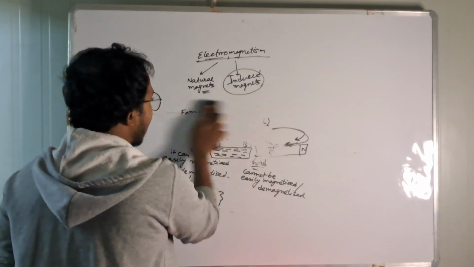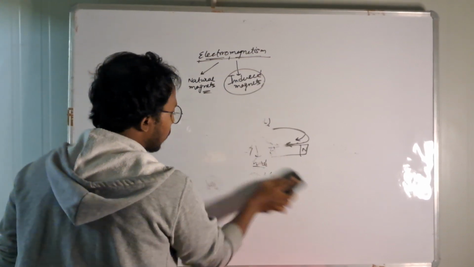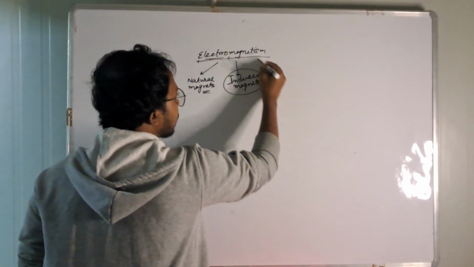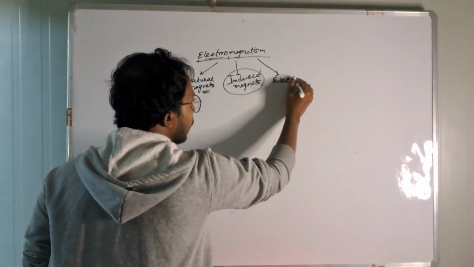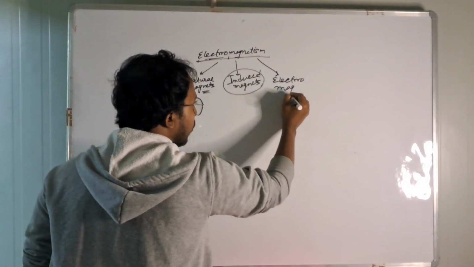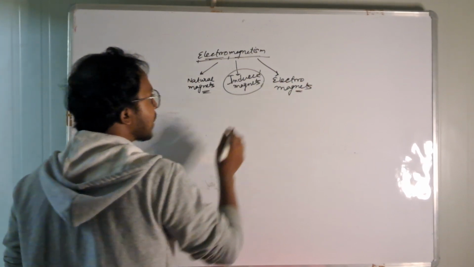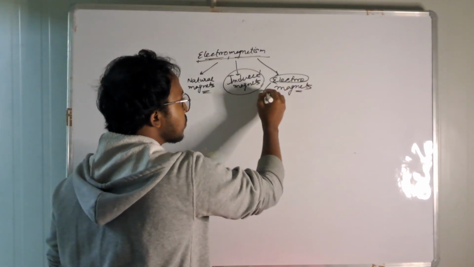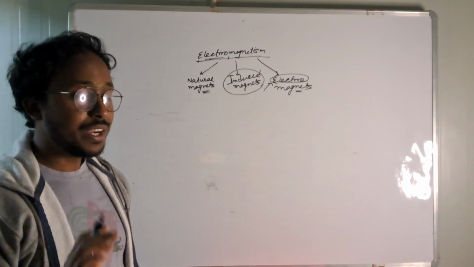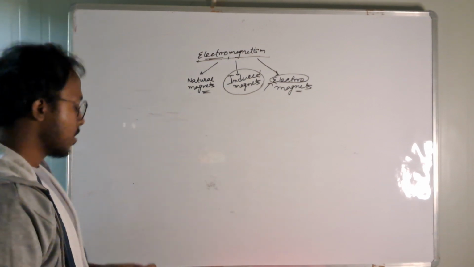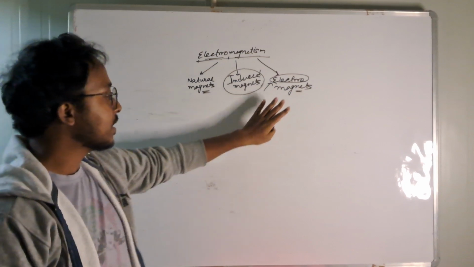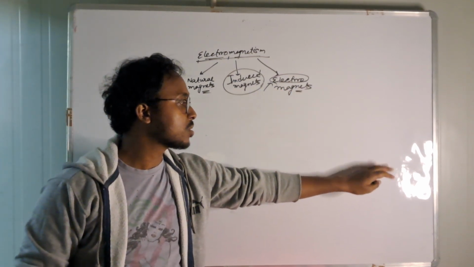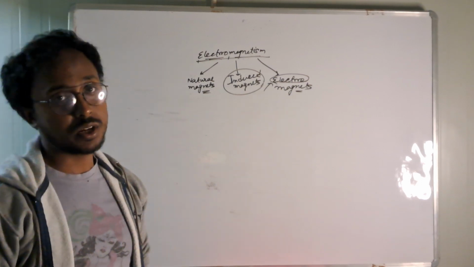Now another is called the electromagnets. From the name itself you can understand that electromagnets use the electric field to induce magnetism within the material. So these electromagnets we are basically discussing. So what was the experiment of Oersted? That was the pioneer work of electromagnetism.